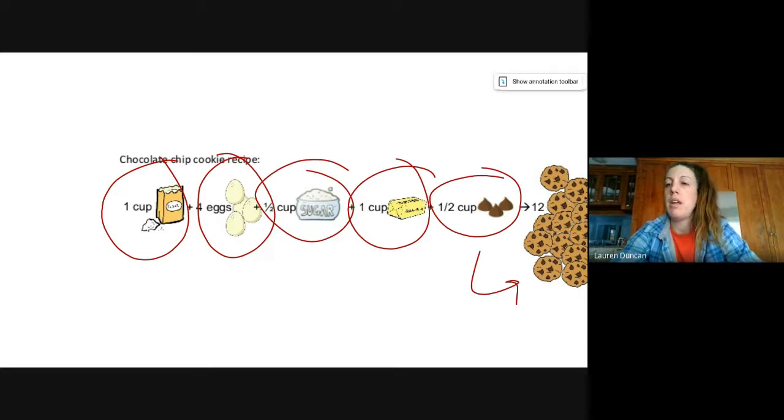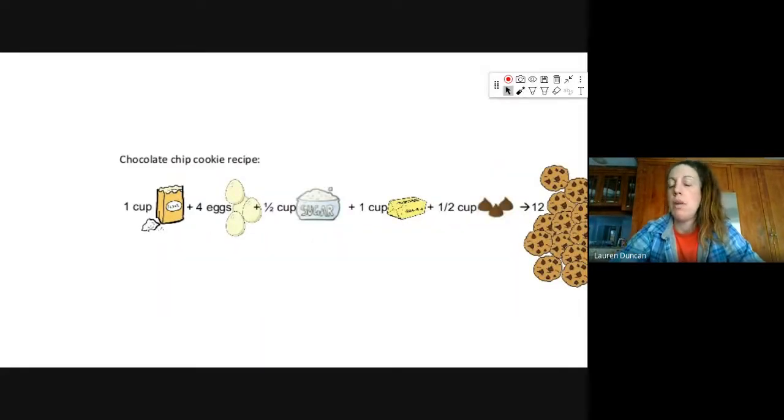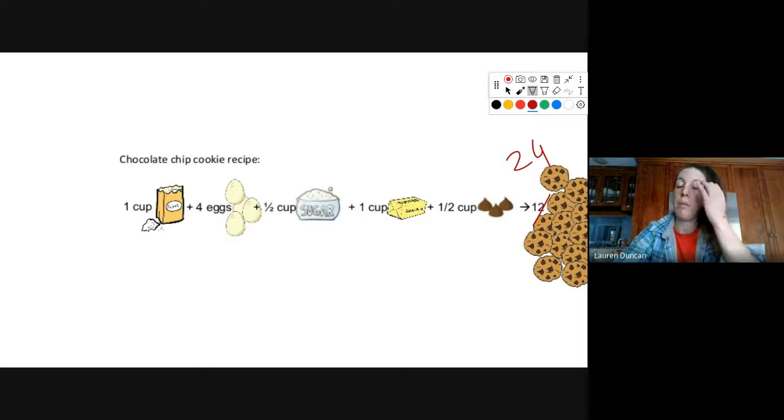Well, what if I wanted to, I wish I had a stylus. What if I wanted to make not 12 chocolate chip cookies? What if I wanted to double the recipe and make 24 chocolate chip cookies? So my question to you is, if I want to double the recipe and make 24 chocolate chip cookies instead of 12, how many cups of butter would I need?